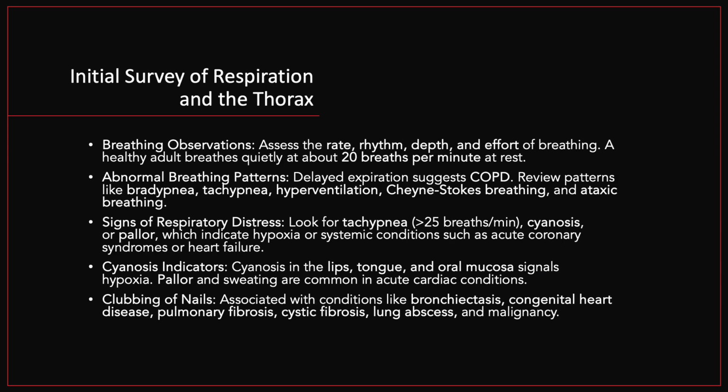All right, so when we further look at our breathing observations, we're assessing rate, rhythm, depth, and effort of breathing, okay? Healthy adults are going to breathe somewhere around 12 to 20 breaths per minute at rest. We're looking for abnormal breathing patterns, like delayed expiration suggests COPD. They're breathing with pursed lips. We're going to review patterns like bradypnea, tachypnea, hyperventilation, Cheyne-Stokes breathing, and ataxic breathing. So signs of respiratory distress is anything with 25 breaths per minute or greater.